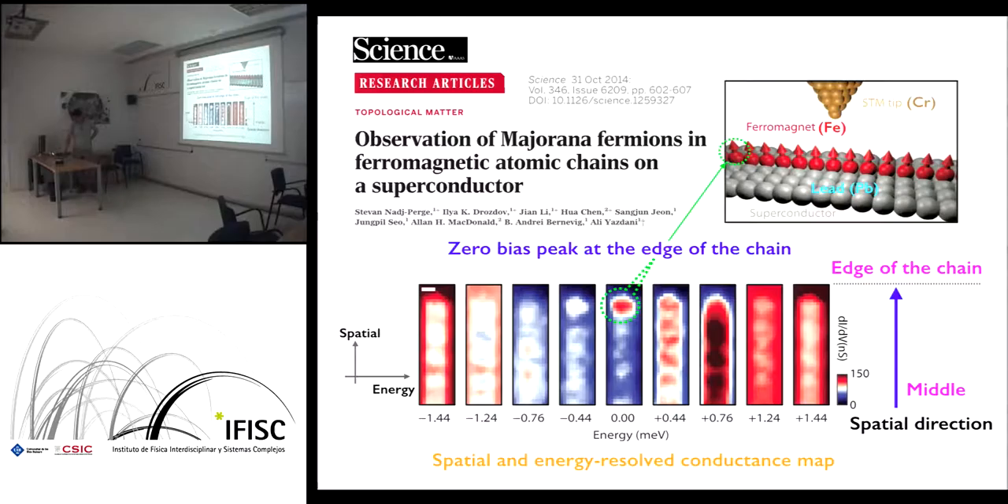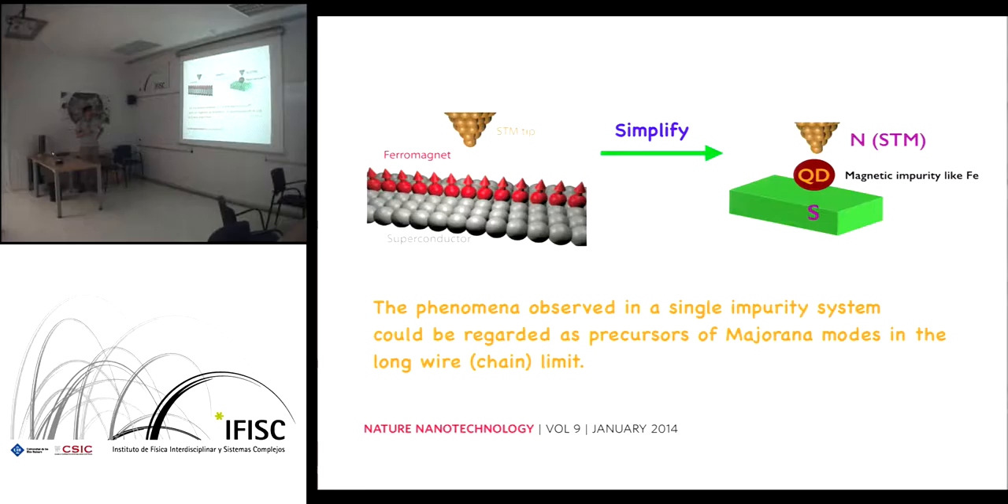This is our second motivation. They used a chain of magnetic atoms. We simplified this system, so we consider only one single impurity. The underlying physics is that the phenomena observed in a single impurity system could be regarded as precursors of Majorana modes in the long wire limit. This is the reason why we study the normal metal, quantum dot and superconductor system.